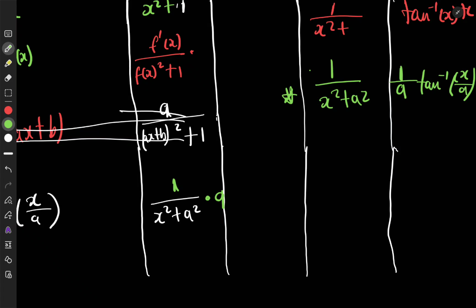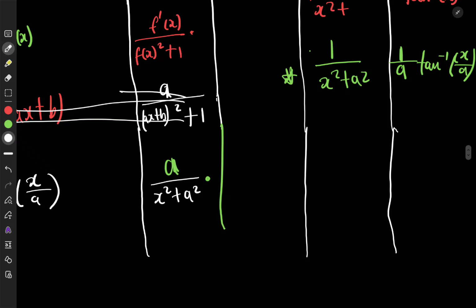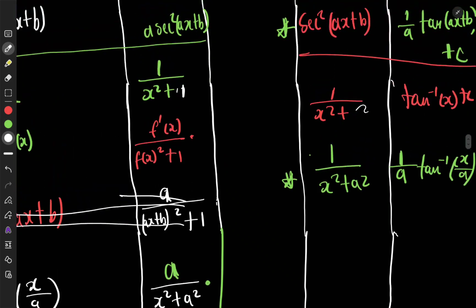So 1 over a times tan inverse of x over a. If I just say it's tan inverse of x over a, that means there was an a on top there. But the a wasn't there, so that is why I've multiplied by 1 over a, because multiplying by 1 over a makes these things cancel. You understand? So that is what it is. Okay, no problem. These are your solutions. If you have this, then you should be good to go.